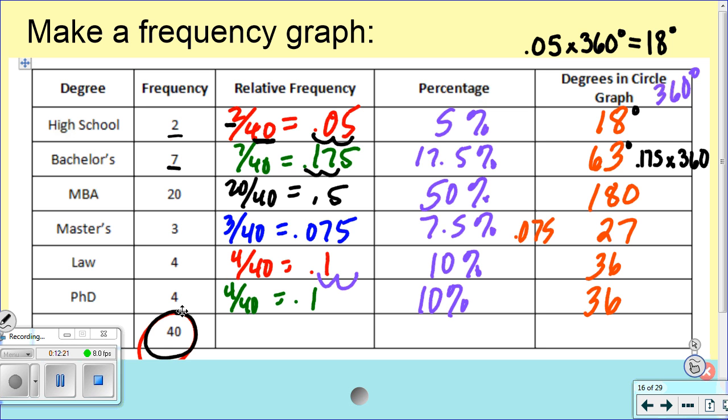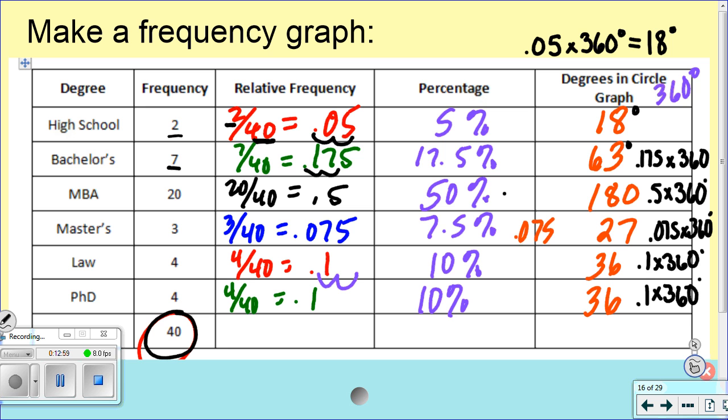So 20 divided by 40 is going to be 0.5 or 50%. Well, 50% or 0.5 times 360 is going to give me 180 degrees. Right? For my next one, 0.075 times 360. It's always going to be part of the whole thing. The whole thing is 360 degrees. Now I have 0.1 times 360. And I have, again, 0.1 times 360. If you're not sure where I'm getting those values, we'll go over that in class.